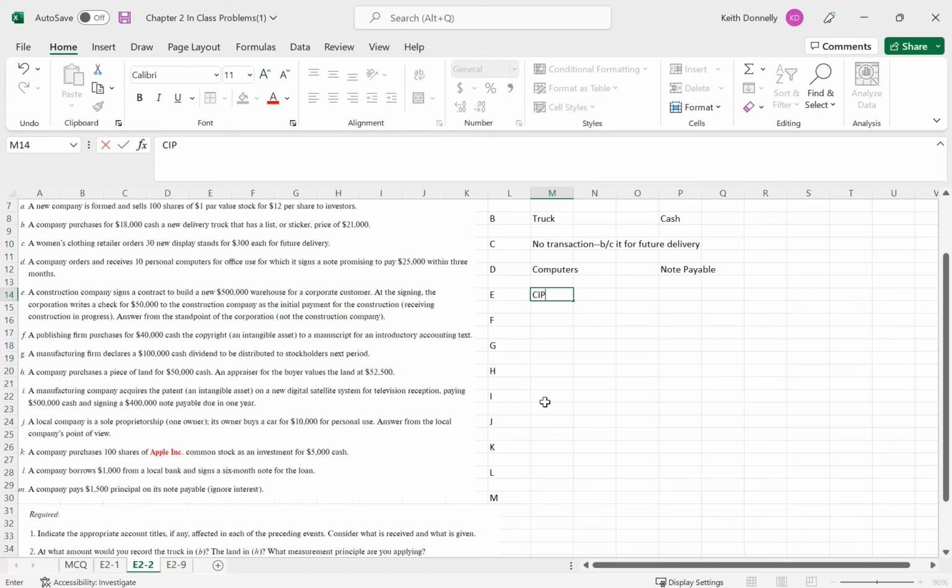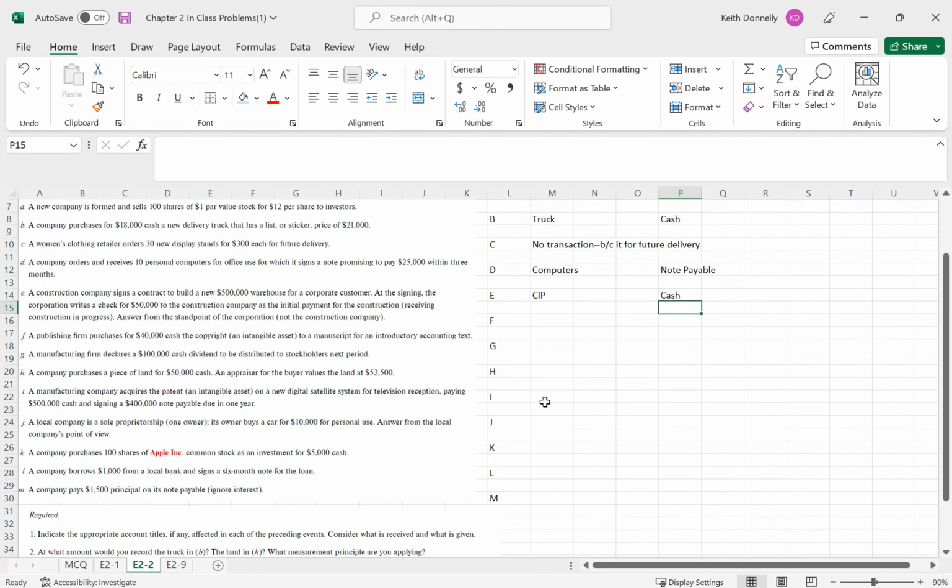So the account is called construction in progress. That's what they're receiving, right? They're building something, they're working towards it. And the other idea here is going to be cash, what you gave up. So don't worry about that one.